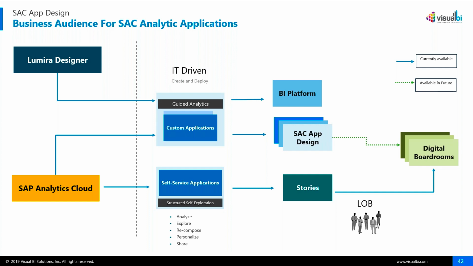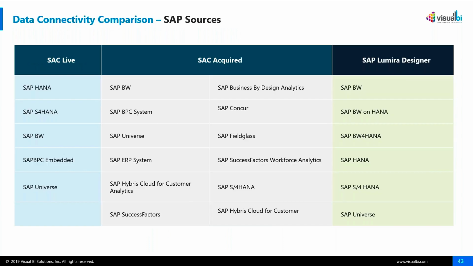So let me jump into the next slide where I'm going to compare the various SAP sources for SAC and SAP. Like you see, SAP Lumira Designer has a very limited range of backend connections compared to SAP Analytics Cloud, because SAP Analytics Cloud is meant for external application integration, and we already saw the wide range of connectivity options. We also have OData calls that have been enabled and available since Q2 of 2019, which expands the horizon for SAC.